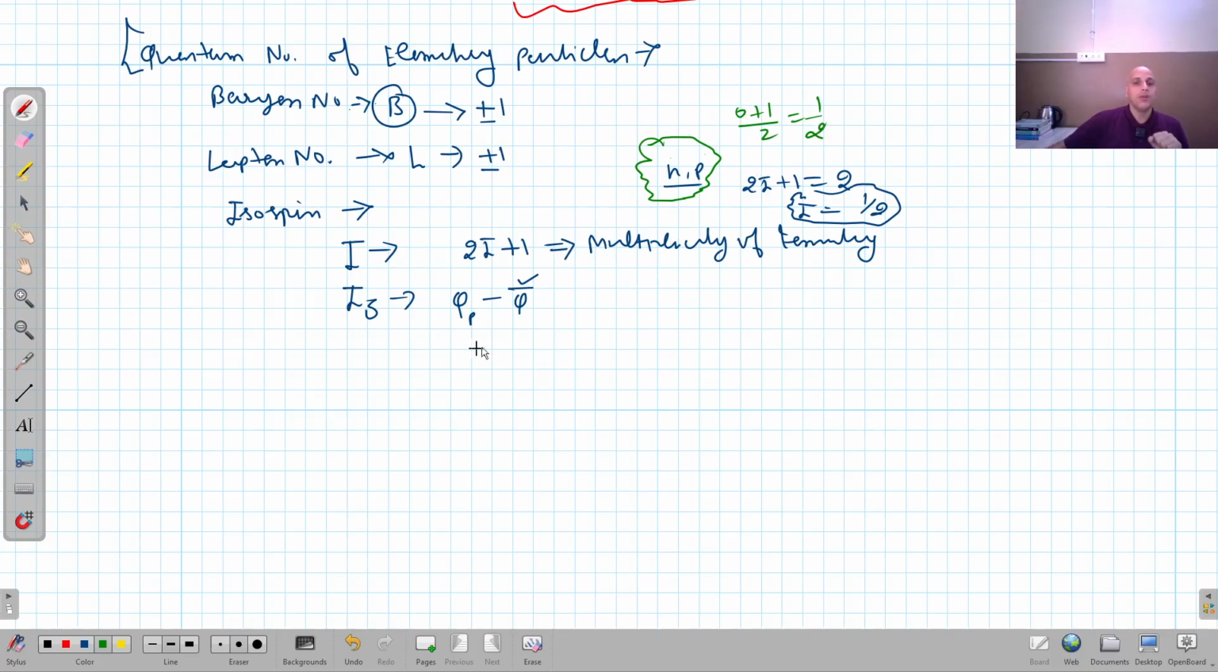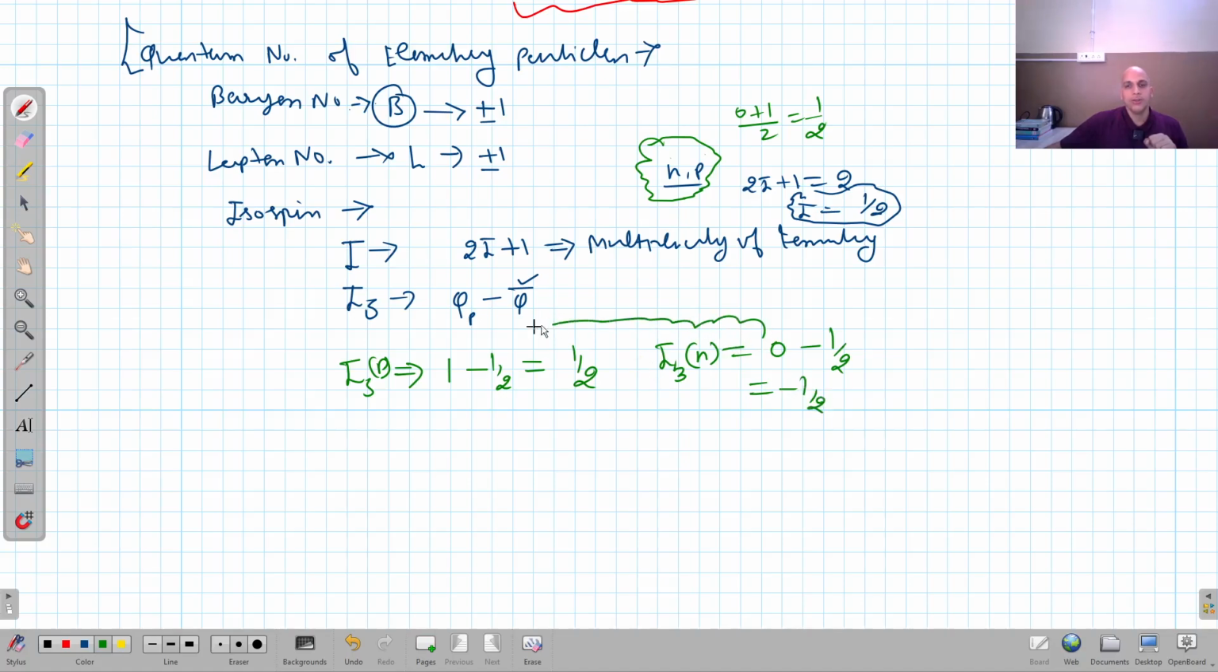So if I talk about I3 for the proton, the proton charge is 1 minus 1 by 2. So I3 for the proton is 1 by 2. Similarly, I3 for the neutron is 0 minus 1 by 2, so it is minus 1 by 2, right? Because the charge on a neutron is equal to 0. So in this way, you can calculate the isospin of other families also, right?